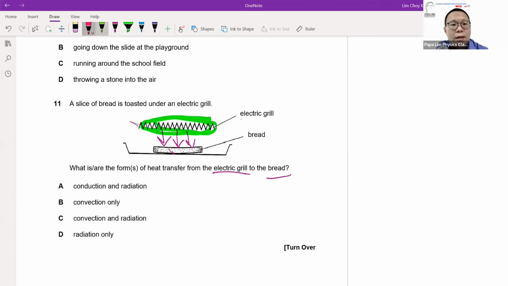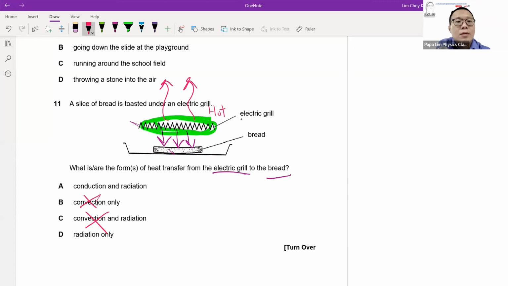When you look at hot air, being less dense, it will rise. So my hot air will go higher, and will not come in contact with the bread at the bottom of the grill. If you look at the convection current, the hot air will rise because it's less dense. So it will not be convection.